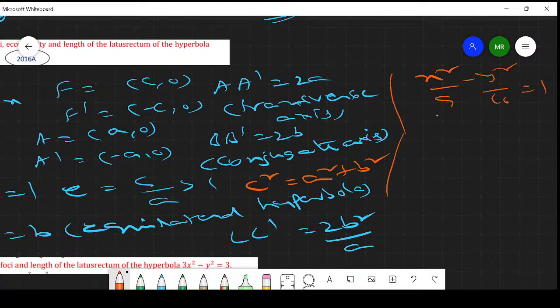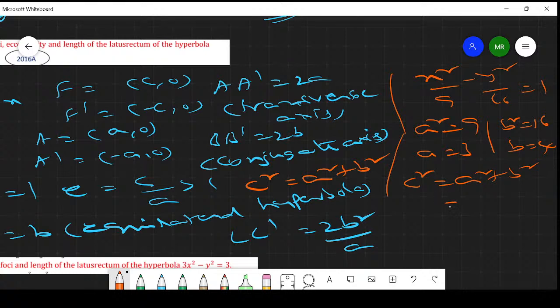So here I can write a square is equal to 9, a is equal to 3, and b square is equal to 16, b is equal to 4. We know that c square equal to a square plus b square. So it comes 9 plus 16, 25. Then c is equal to 5. We got the c value 5.